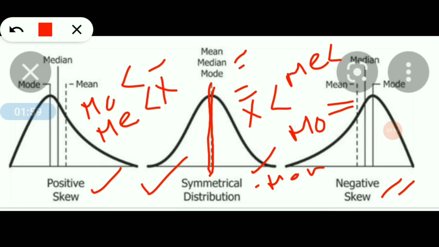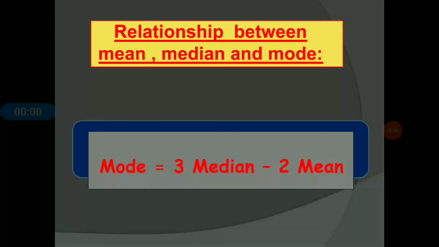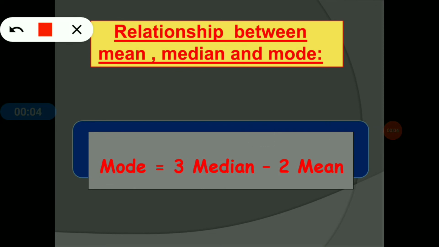So now going to the main concept, that is, for an asymmetrical distribution there is an empirical relationship between mean, median and mode, which was expressed by Karl Pearson. So now going to the next slide. So now learner, here we can see the empirical relationship between mean, median and mode.